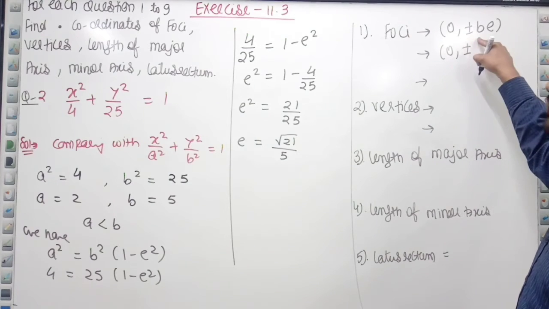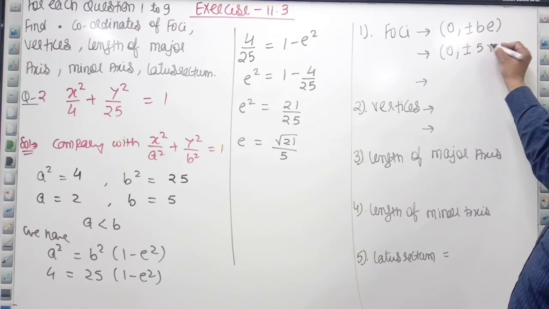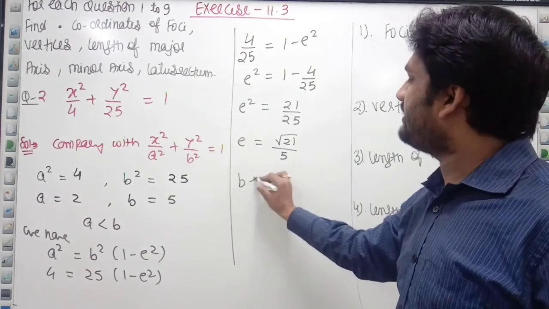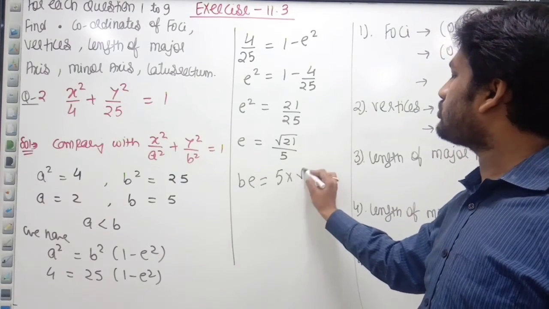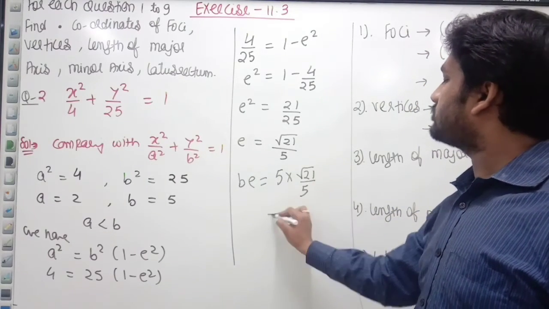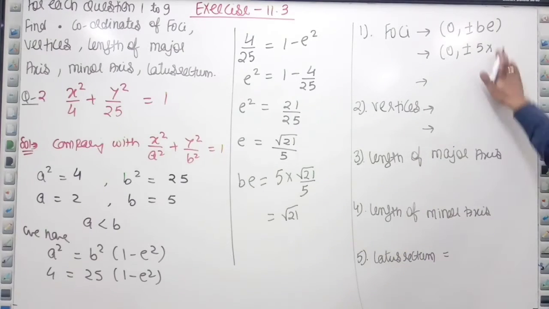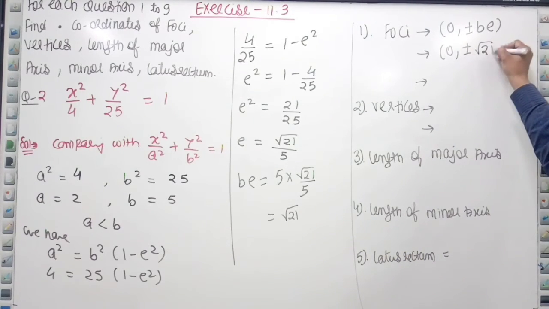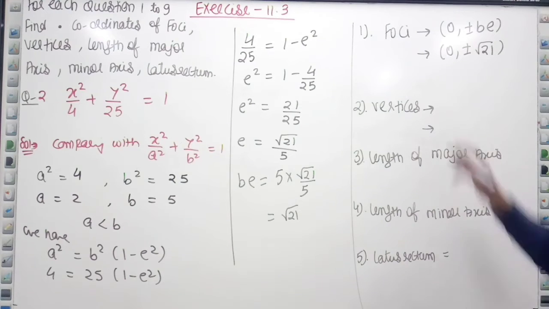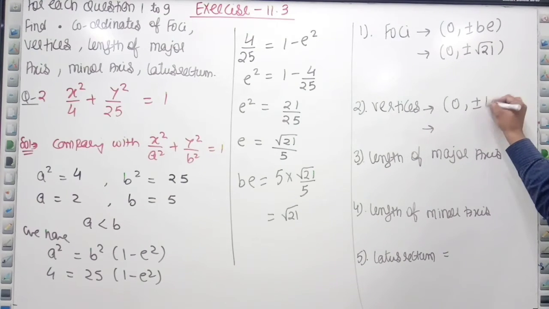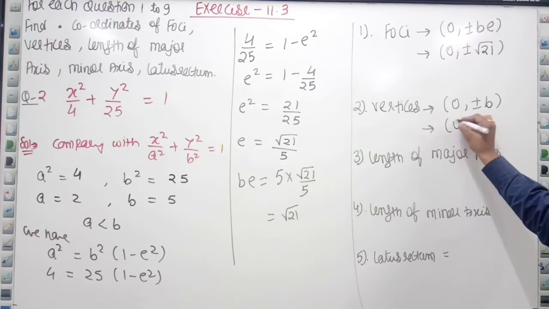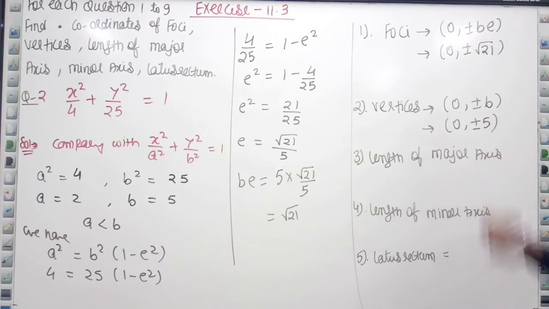0, plus minus, what is B? B is 5. I can calculate here B, right? 5 into root 21 by 5. So B is root 21. So I can directly write plus minus root 21. Vertices 0, plus minus B. B is 5. 0, plus minus 5.